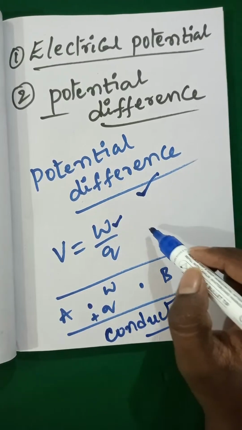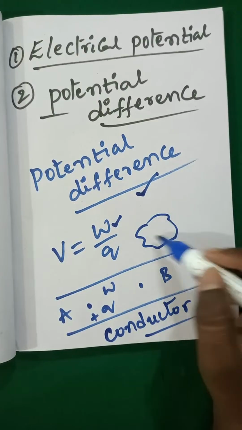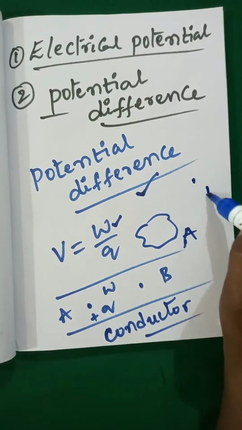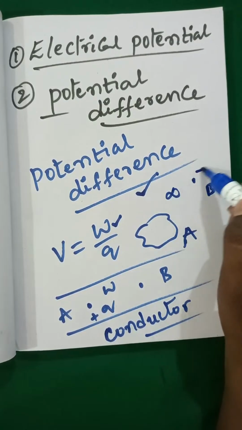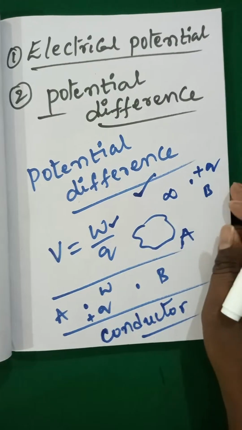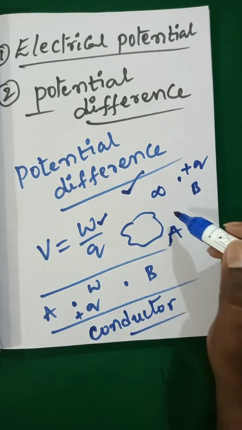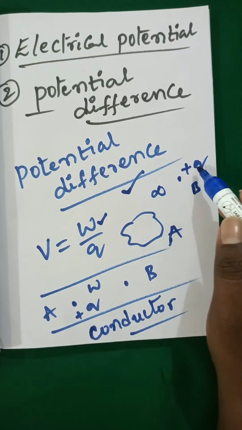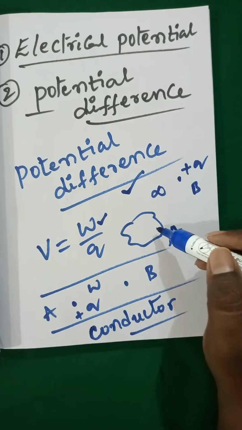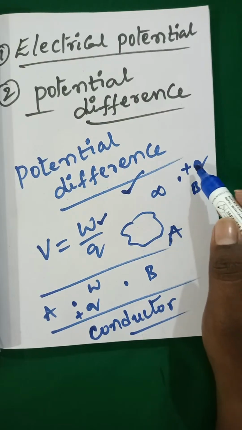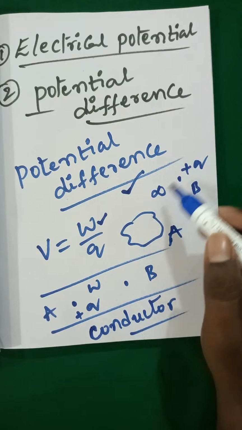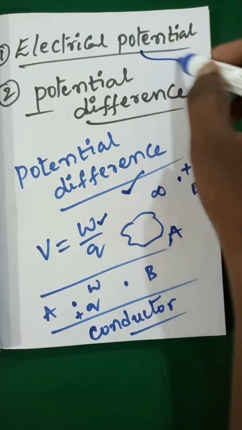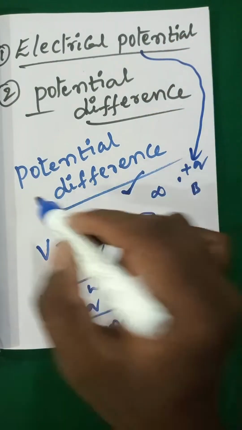So I am taking a required field I am considering. This is A and this one is B, that is infinity. A positive charge is there. We are doing some work to bring the positive charge from infinity to the required field. Infinity to the required field is called electrical potential.